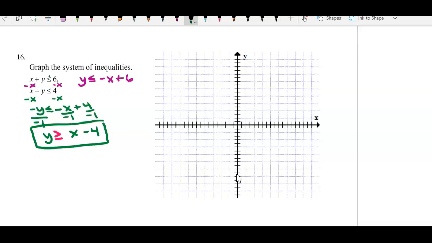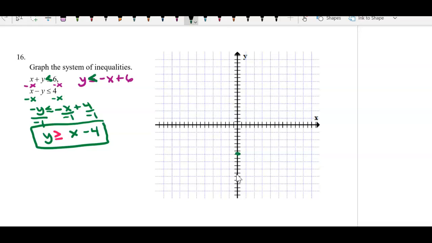Let's say that this one just said less than, because I want to make sure that you remember that when it's the equal to part, it's a solid line. When it doesn't have the equal to part, it's going to be a dotted line. Okay, so on this one, we started out just like we did on that first problem. So we're going to go down 4.